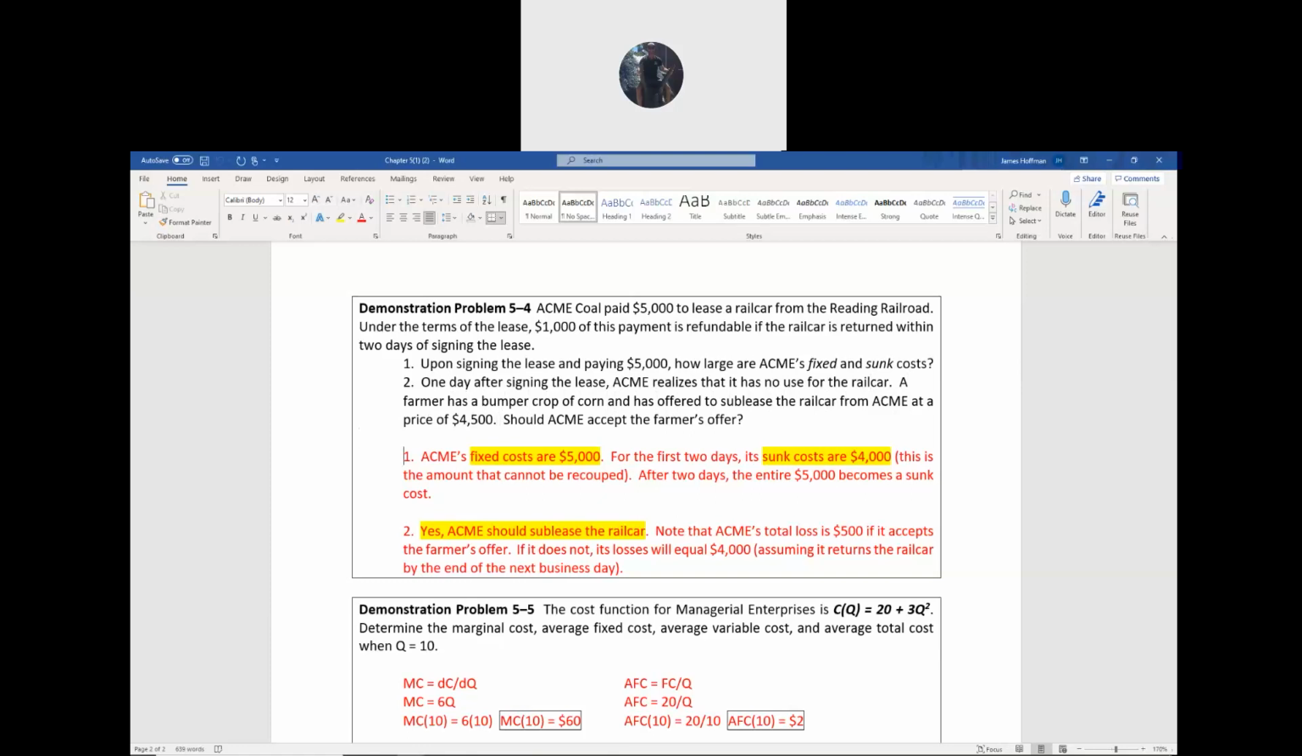So there's two things. First, what are the fixed and the sunk costs given the conditions of the agreement? So in one, Acme's fixed costs are $5,000, so it spent that regardless of how much output they produced. And then the sunk costs depend on how long they use it. So according to the agreement, for the first 2 days, its sunk costs are $4,000. They can get a refund there. After 2 days, if they don't take it back, they lose the entire $5,000, and that becomes a sunk cost. So it's important to see that the fixed costs are what you pay regardless of output, and the sunk costs are what you cannot recover.